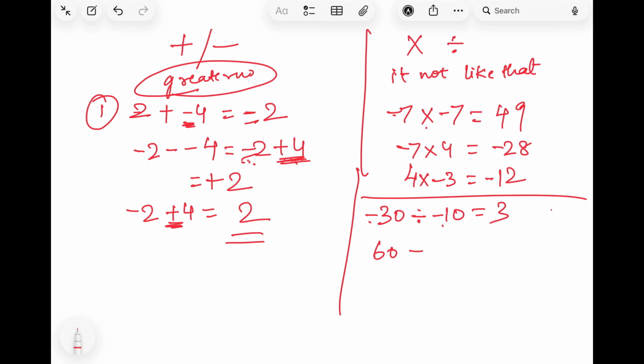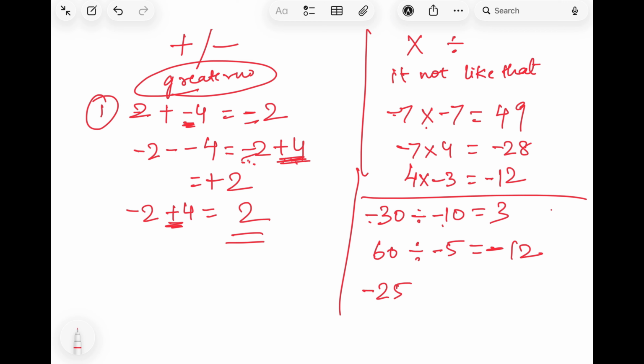Then 60 divided by minus 5. Now here it's positive and here it's negative. So one positive sign and one negative sign. So in the answer we will have a negative sign, and 60 divided by 5 will give us 12. So the answer is minus 12.